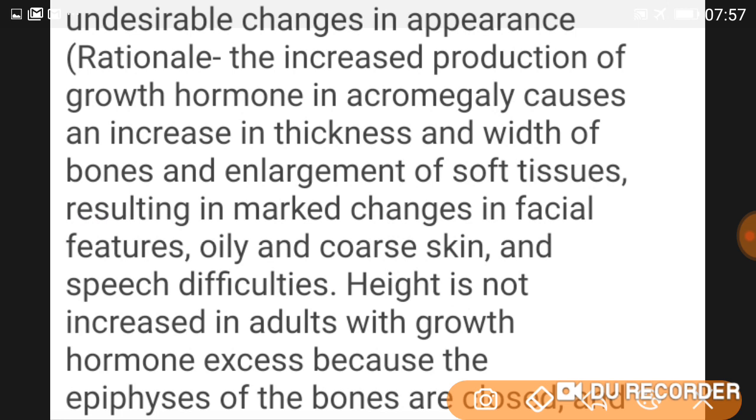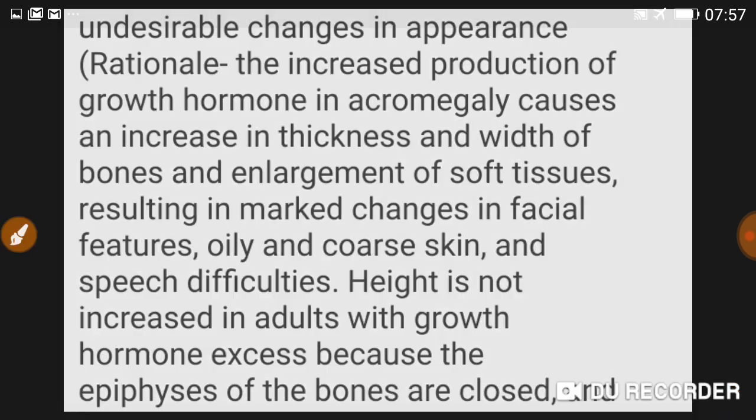Rationale: the increased production of growth hormone in acromegaly causes an increase in thickness and width of bones and enlargement of soft tissue, resulting in marked change in facial features, oily and coarse skin, and speech difficulty. Height is not increased in adults with growth hormone excess because the epiphyses of the bones are closed.